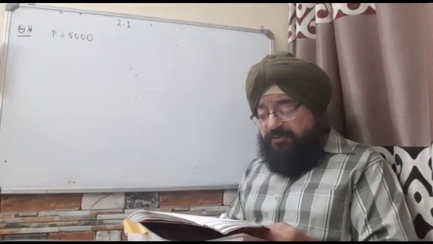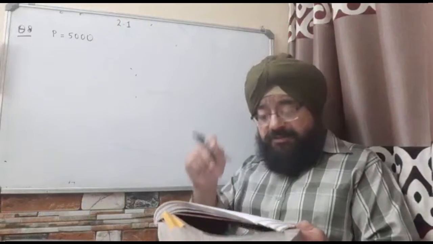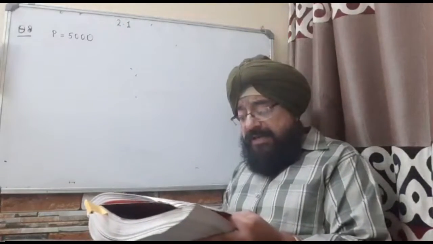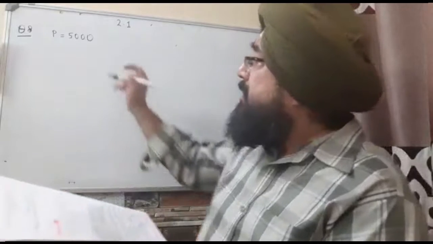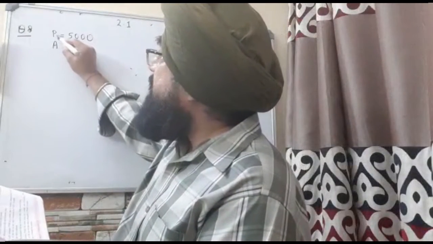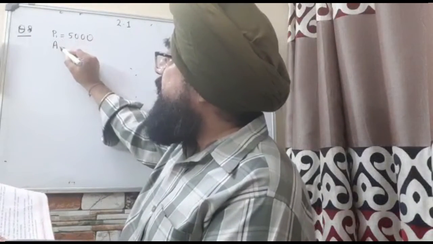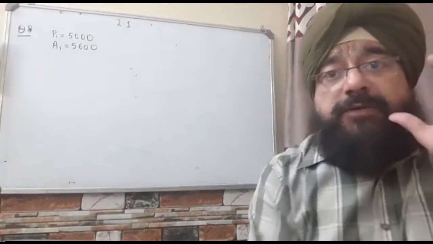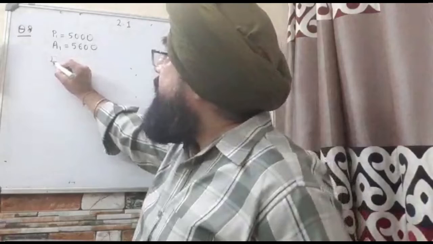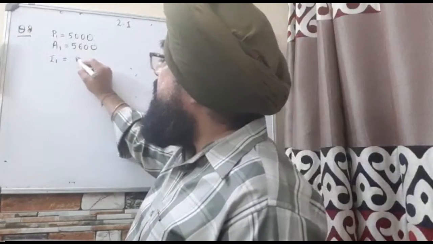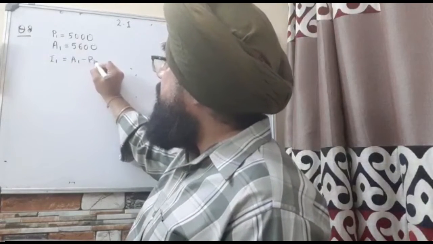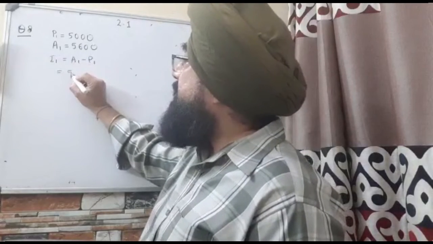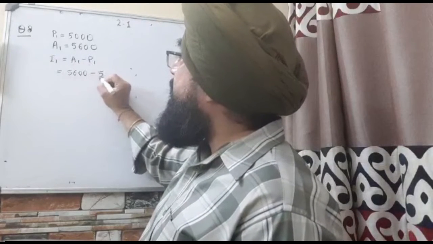A man invests 5,000 for 3 years. I am only interested in the first year. Compounded annually, at the end of 1 year, this is your principal for the first year, and it amounts to 5600 at the end of 1 year. Aha! So that gives me a clue that I can calculate interest. I1, that is interest for the first year, is A1 minus P1, isn't it? That is 5600, and you can do it orally, believe me.